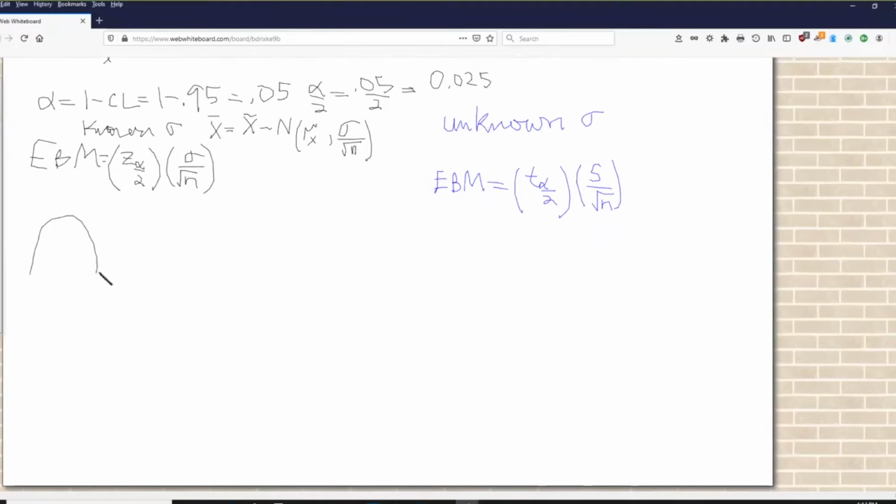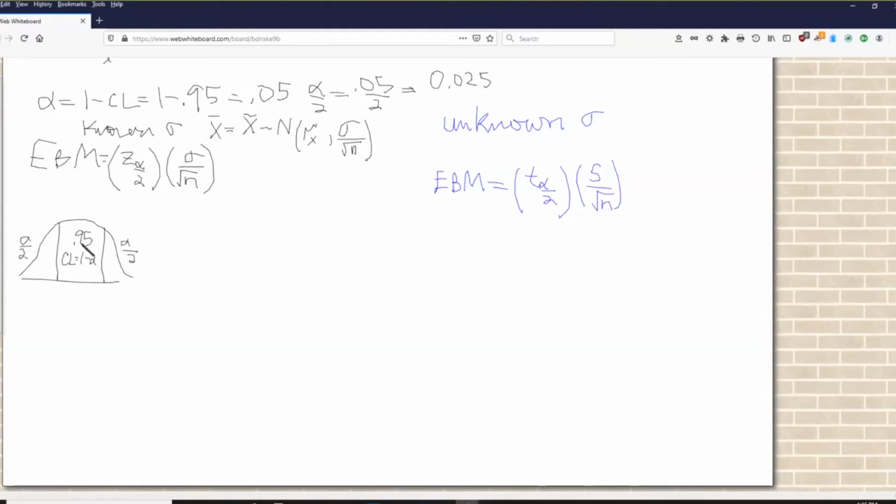So if I have a confidence interval of 95%, whoops, I didn't draw that very well. Start over. Okay, so let's say this is 95%. This is my confidence level, and that's equal to 1 minus alpha. This is alpha divided by 2 on the outside.